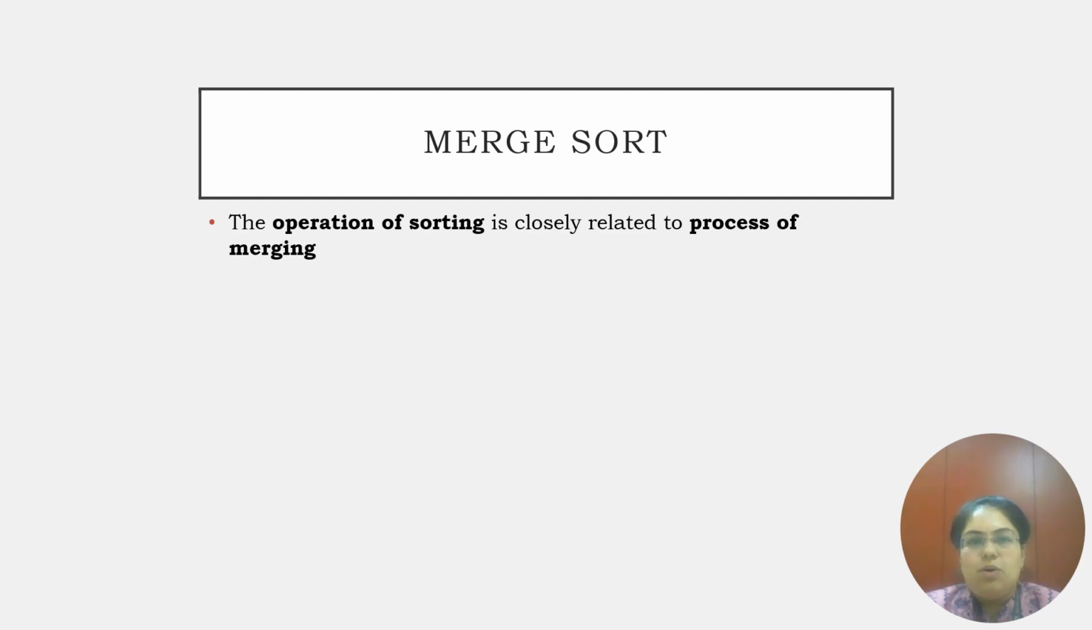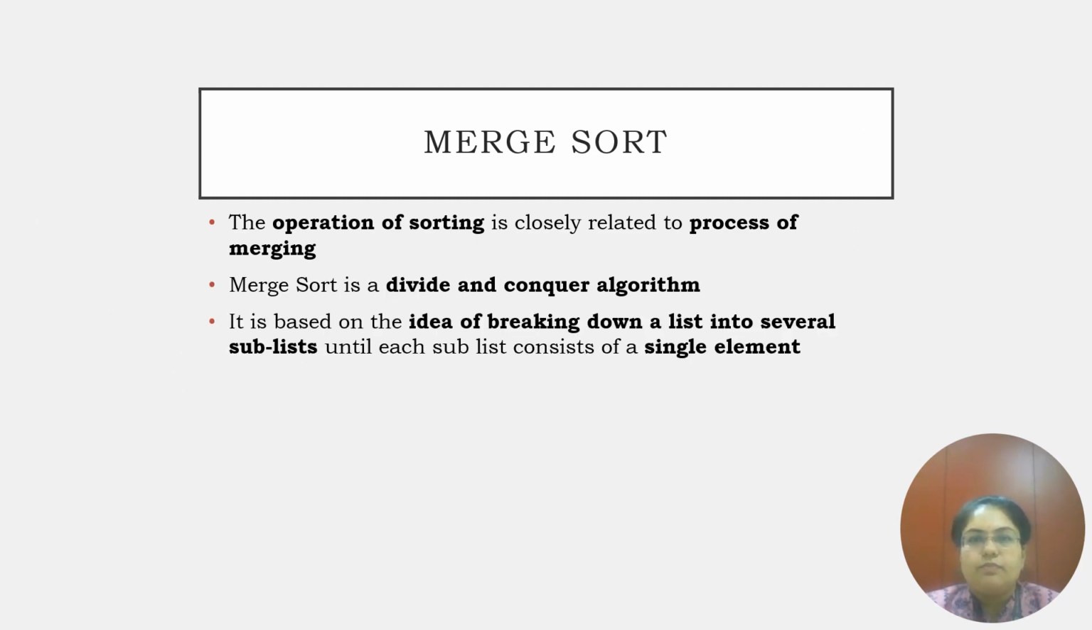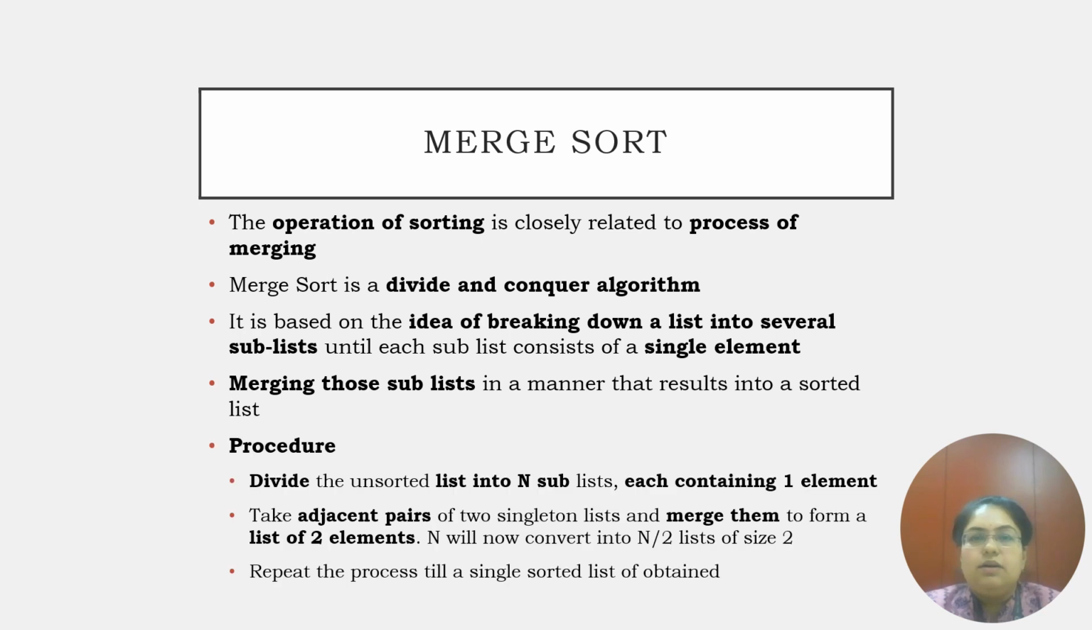Now we will learn about merge sort. We can say that the operation of sorting is closely related to the process of merging. Merge sort is basically a divide and conquer algorithm, because it is based on the idea of breaking down a list into various sublists until we have single elements.